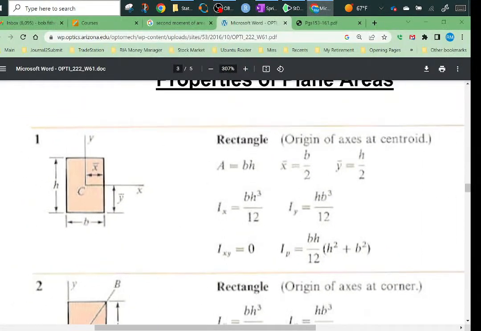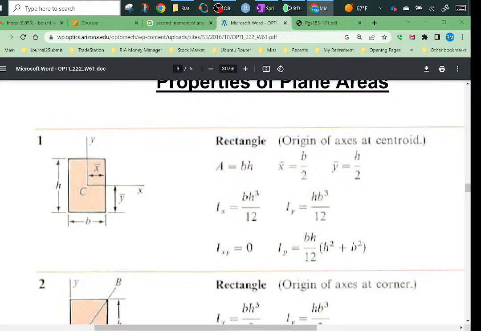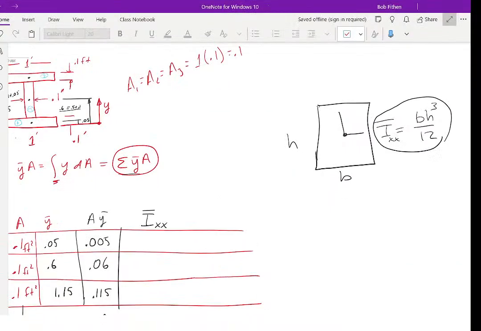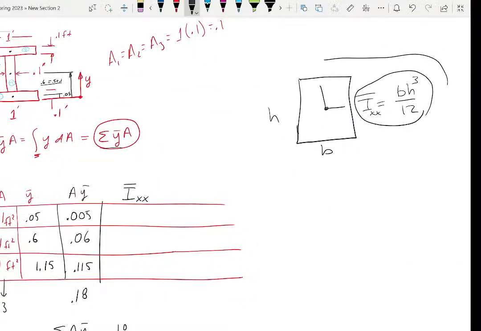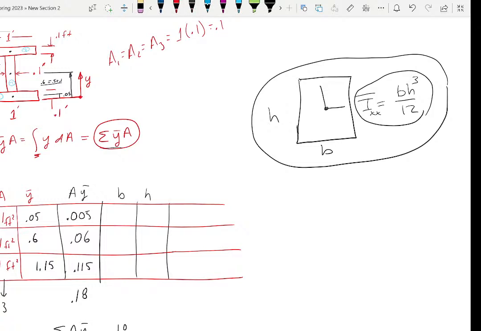Here it is. The origin of the axis at the centroid. So here you go, you're right here. And the Ix is base times height to the third over 12. Guess what? Iy is height times base to the third over 12. So if you just turn it 90 degrees, the base and height interchange. And so that is actually the I about the centroid. Now, you could do this, and I haven't seen people do this before, but you could put a base and a height here. That's not what you generally see.